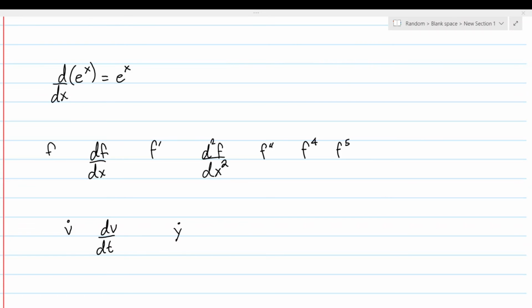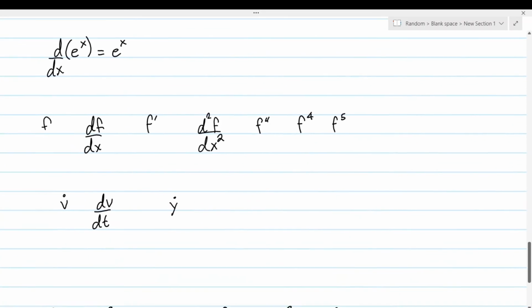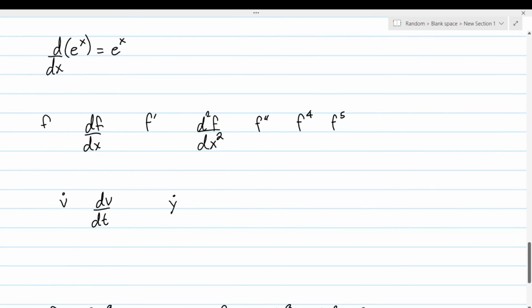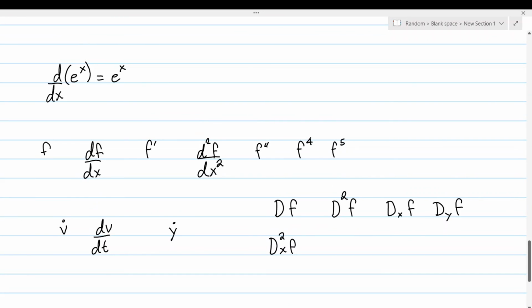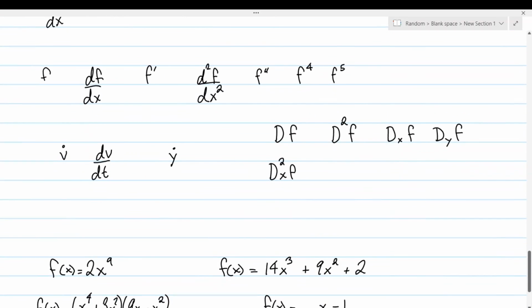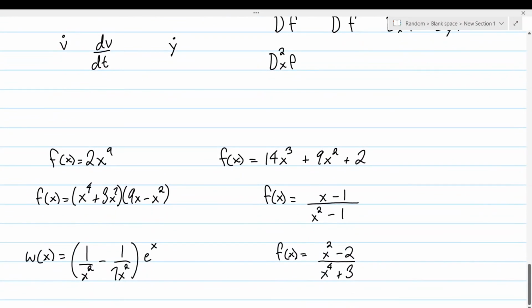A final mention is a different kind of notation called Euler notation. It's not very commonly used, but it looks like this. And if it's multivariable calculus, you may denote the variable in which you're taking the derivative with respect to in a subscript. Finally, here are some examples to practice if you would like to try these rules out for yourself.